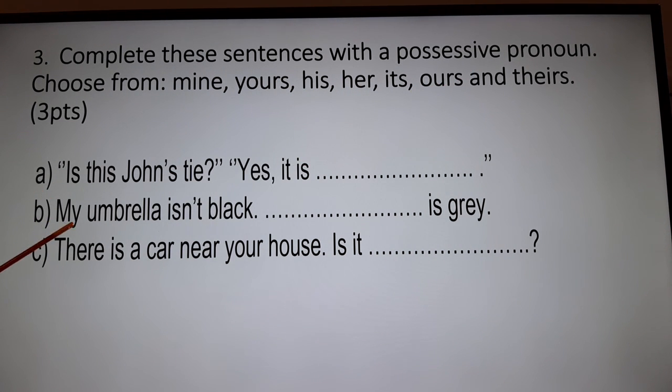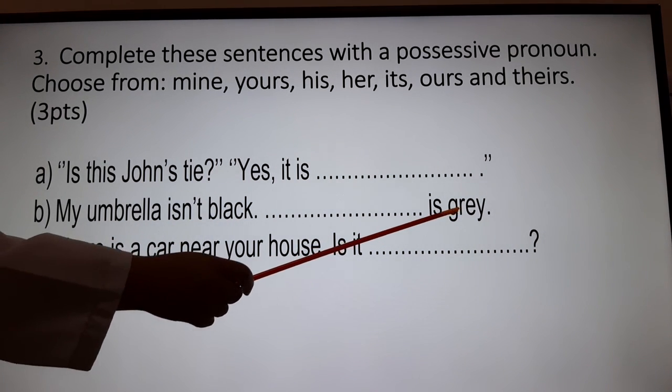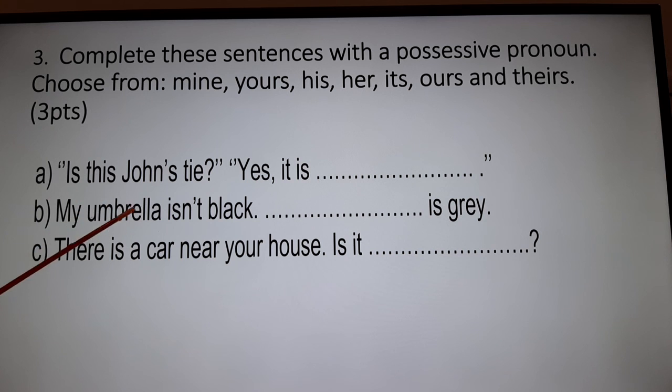What about B? My umbrella isn't black, is gray. So when I speak about my umbrella, how can I replace it? Which of these possessive pronouns can I use? And the last one, there is a car near your house. So is it, I'm going to ask about what is near your house. Which one I'm going to use? Okay, let's see the correction together.